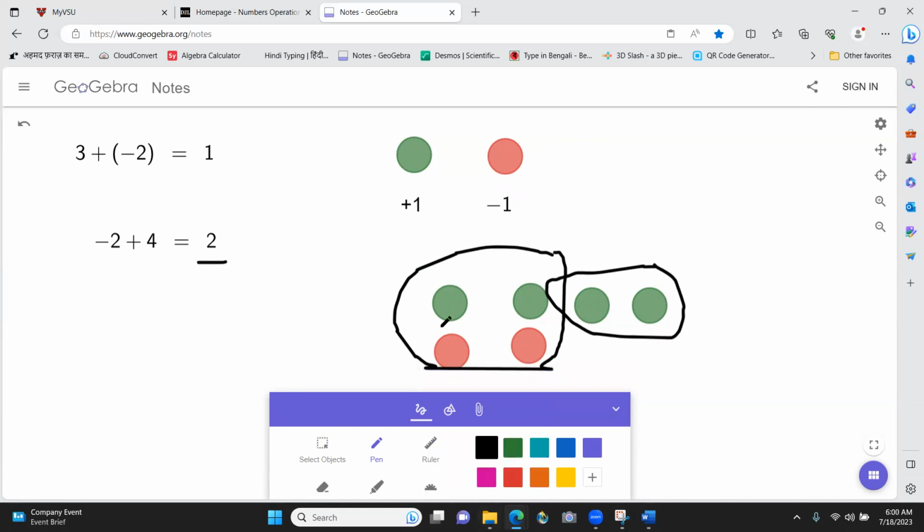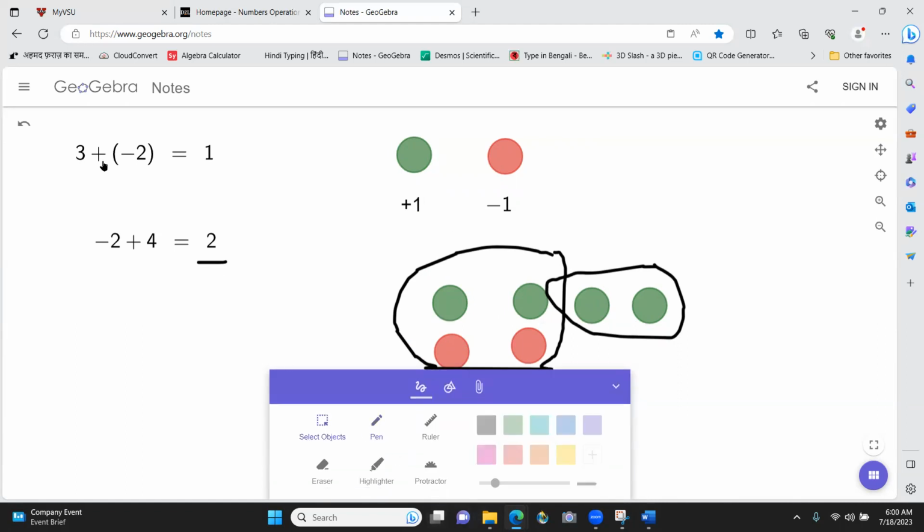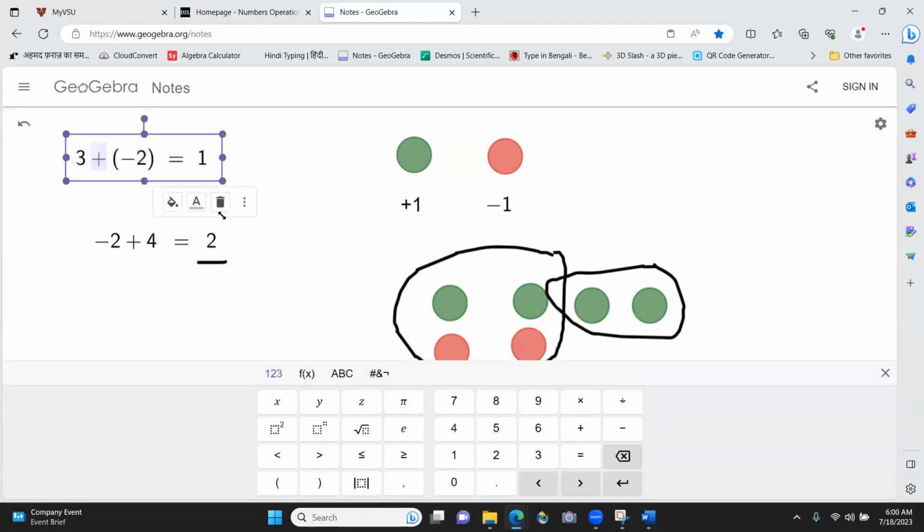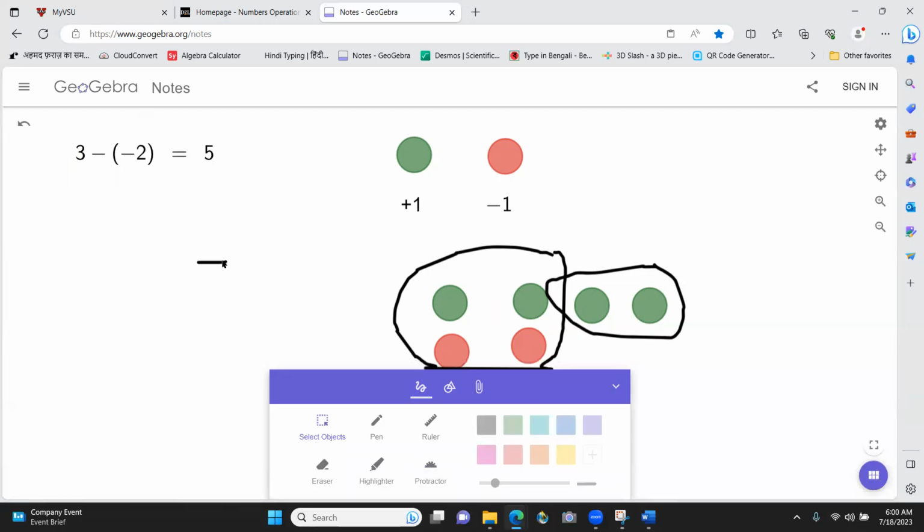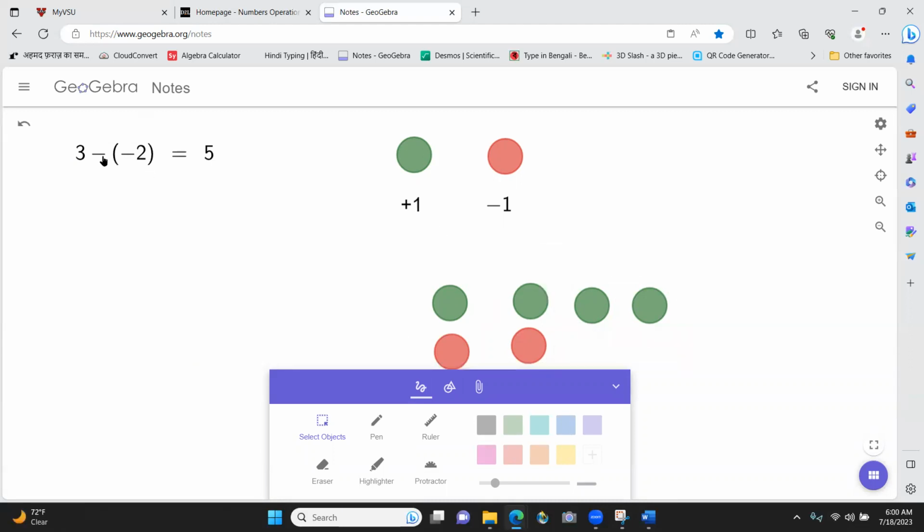Okay, let's look at subtraction. So what if I say 3 minus -2, and that's going to be 5, because the minus sign and the minus sign makes it plus. 3 plus 2 is 5. But let's try to explain it using green circles and red circles. I have 3 green circles. Now I am supposed to take away -2. That means I'm supposed to take away 2 red circles. I don't have any red circles. What am I going to do with it?